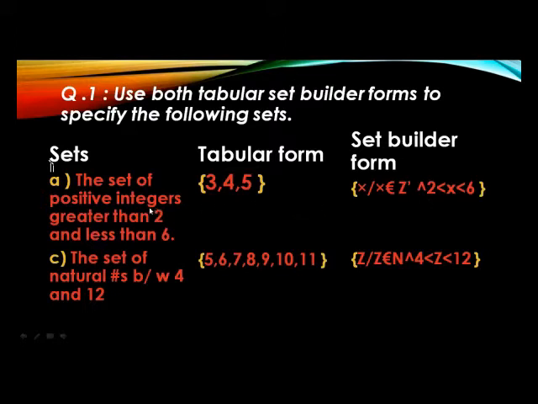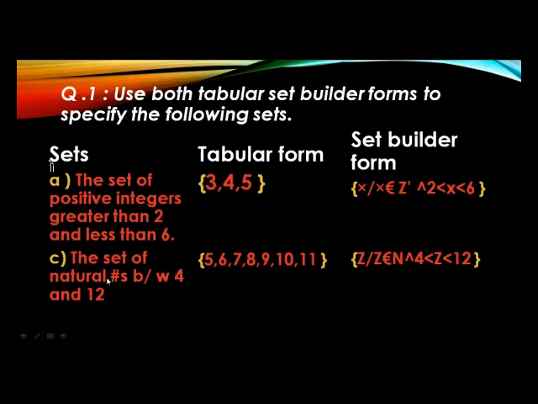According to the instruction, the first limit is 2. So we write here 2 is less than x, and x is less than 6. So in the second statement, we write the first limit, then the less than sign, then the variable we suggested, x, and the last limit that is given in the set. In this way we complete the set builder form.